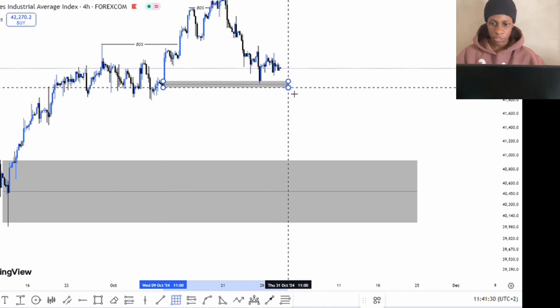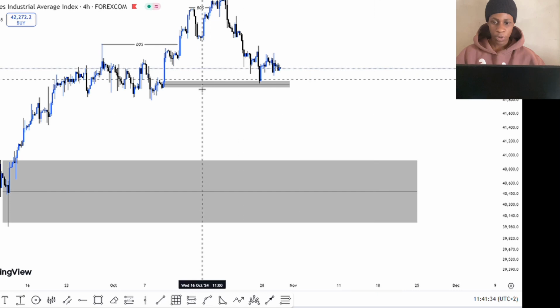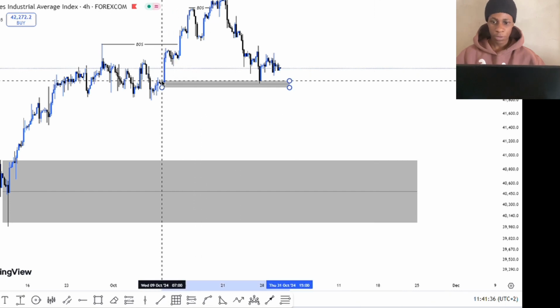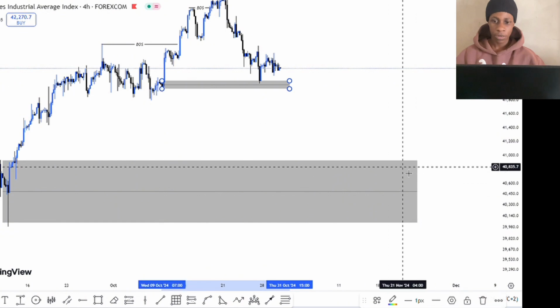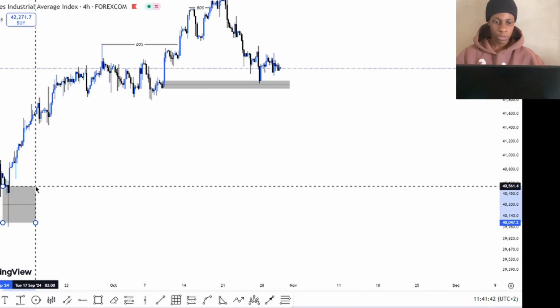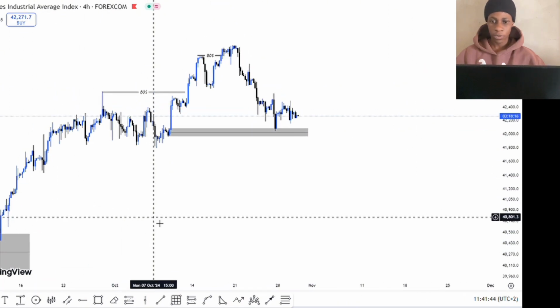This is the origin which caused this break of structure, and it has been failed. So in this particular trade, we are going to be using confirmation entry to enter this trade. So let me close this one. We'll look at it when price reaches right there.